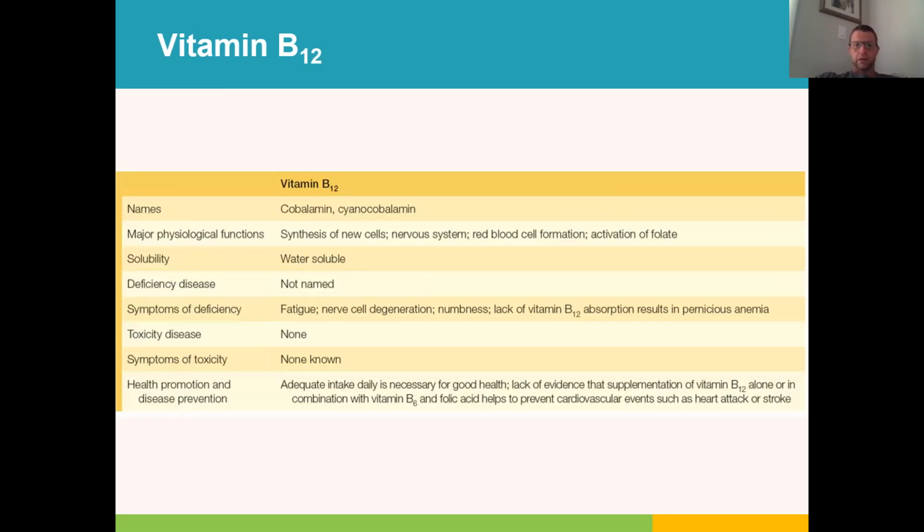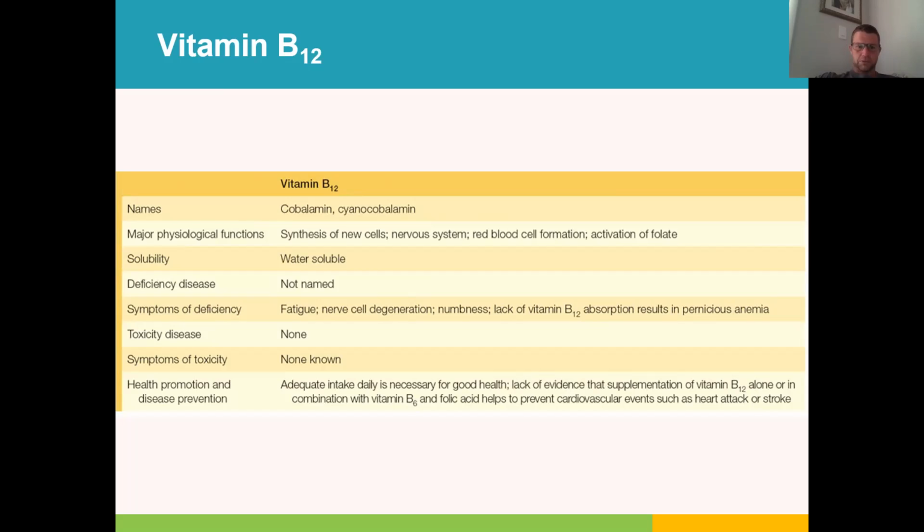And B12, right? Major physiological functions: synthesis of new cells, your nervous system, red blood cell formation, activation of folate. Water soluble, deficiency is not named. Problems that come with the deficiency: fatigue, nerve cell degeneration, numbness. Lack of vitamin B12 absorption results in pernicious anemia. Toxicity, none. Again, symptoms not known because we haven't seen anybody get too much.